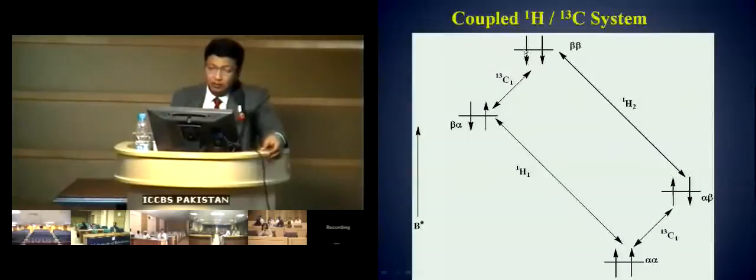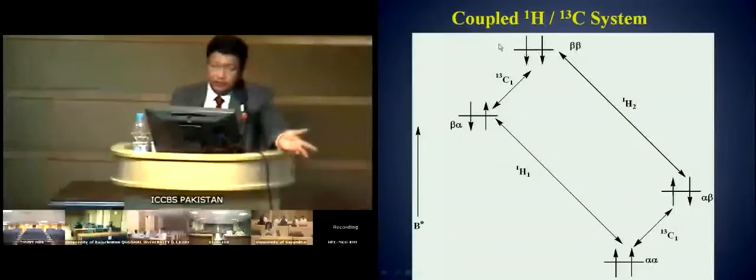the extreme height of the other beta beta, and the other two are actually beta alpha and alpha beta, and these are the four energy states of scalarly coupled CH carbons.